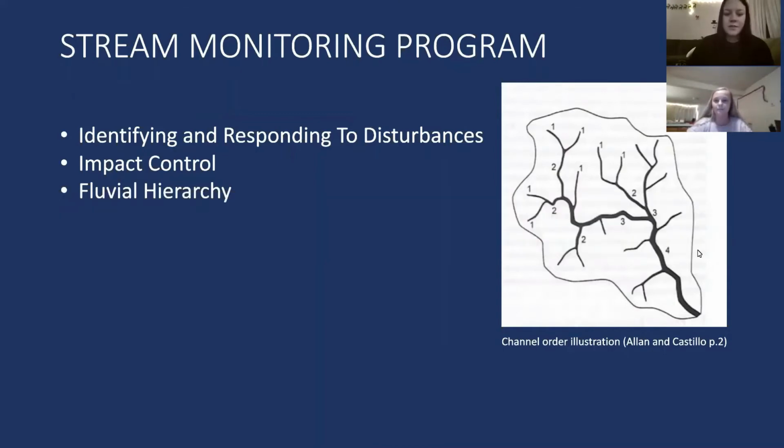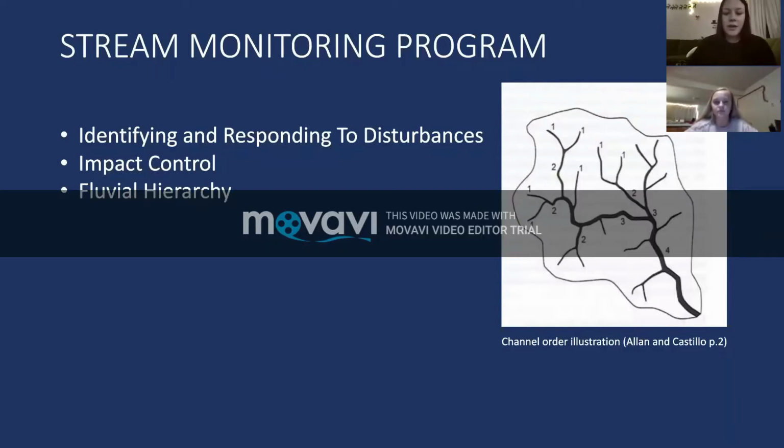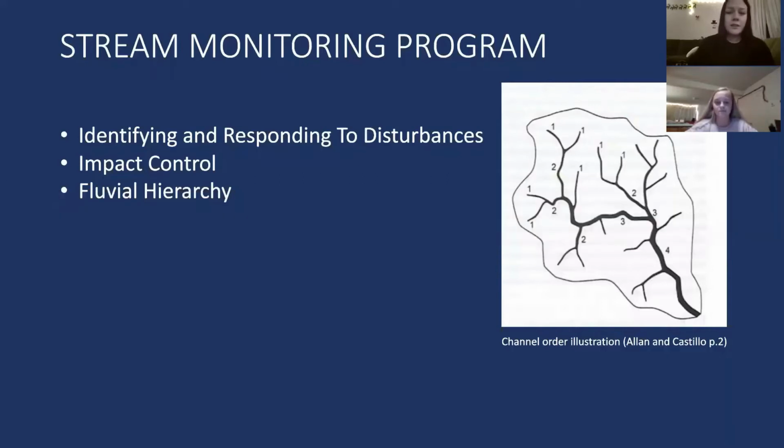Our team had the purpose of using a stream monitoring program to identify any disturbances in Connelly's Run and the Tributary to Mill Creek and identify how they might be responding to those disturbances. We decided to choose a monitoring program that assessed the actual impact from the disturbances. When studying impact control, the Tributary to Mill Creek was the control and Connelly's Run was the impact. Due to that, Connelly's Run has much more human interaction and recreation.